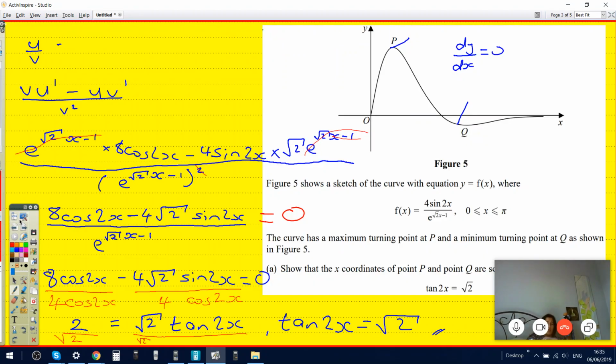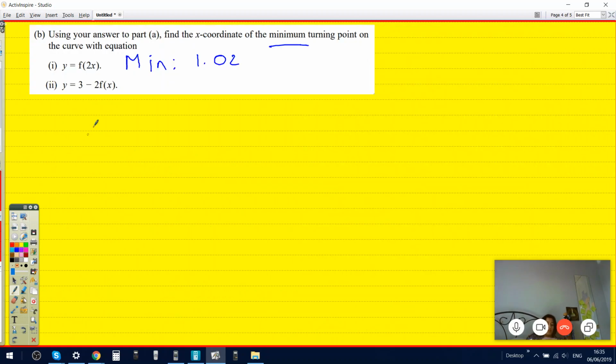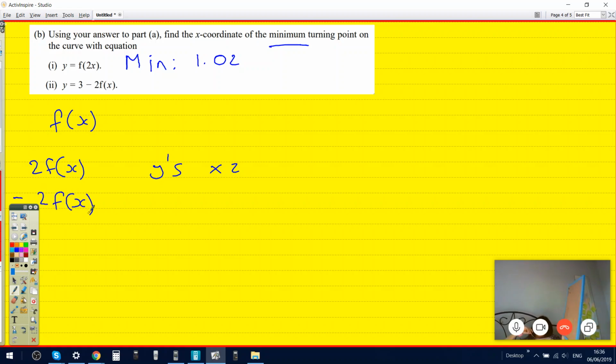What's the transformation for the 3 minus 2 one? Well, f of x becomes 2f of x. What's that? All the y coordinates are times by 2. A stretch. Yeah. And then that becomes minus 2f of x. The y has changed sign, and so it's reflected in the x-axis.